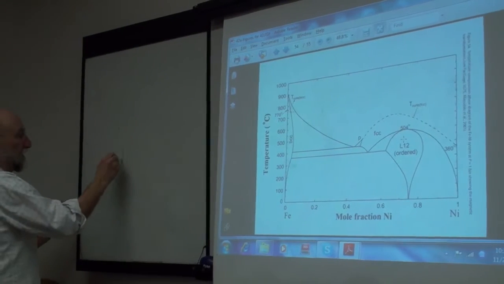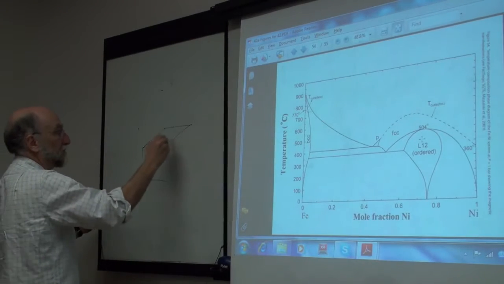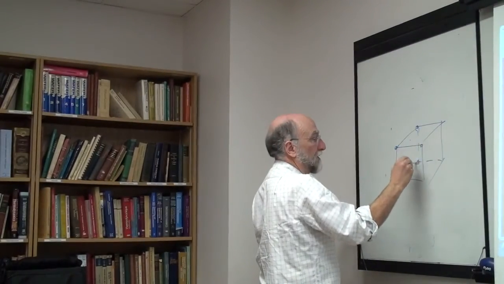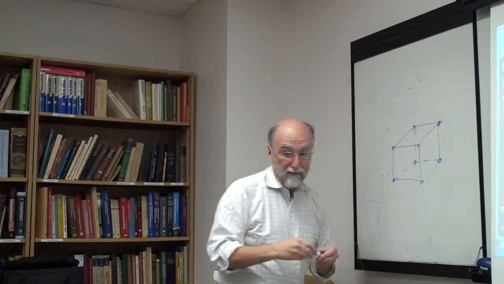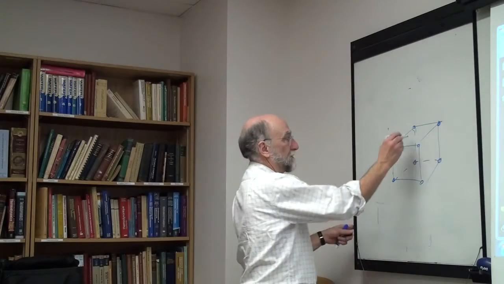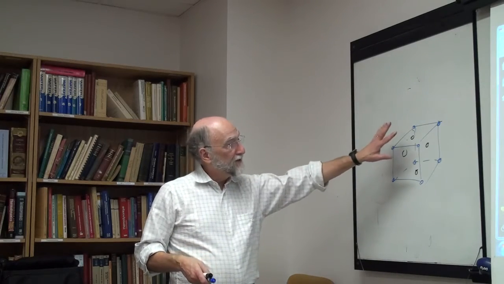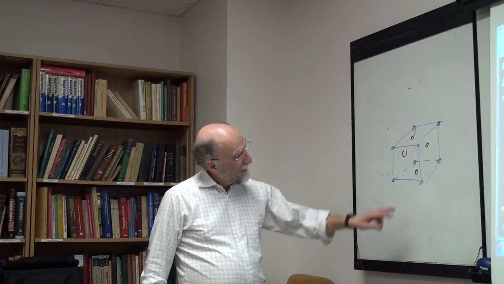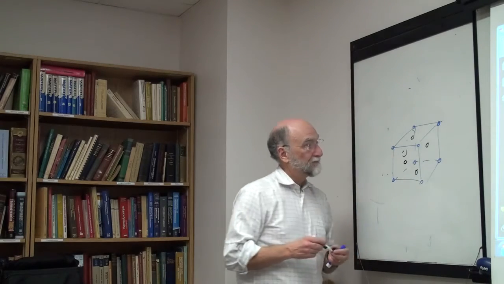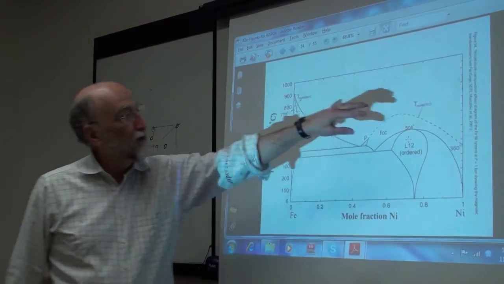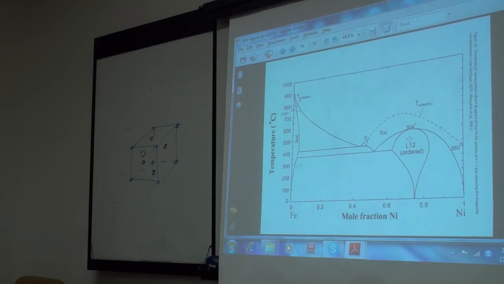In a face-centered unit cell, you have corner atoms, and then you have atoms at the center of every face. Atoms at the center of the faces. In the face-centered cubic lattice, the corner sites and the face-centered sites are equivalent. They're identical. They have the same surroundings crystallographically. So if you're up here in the disordered region, the iron and the nickel are randomly distributed over all the sites, and you have a face-centered cubic single lattice.